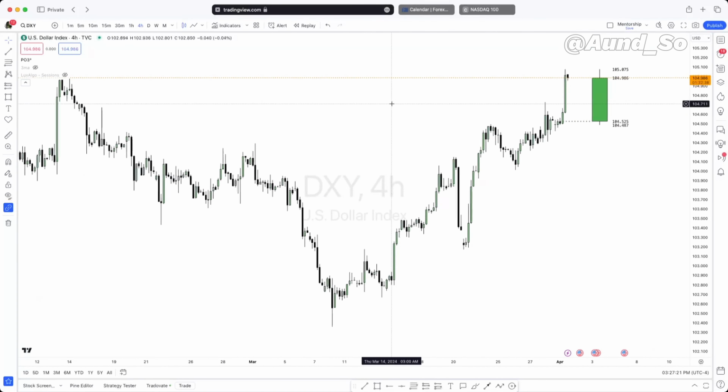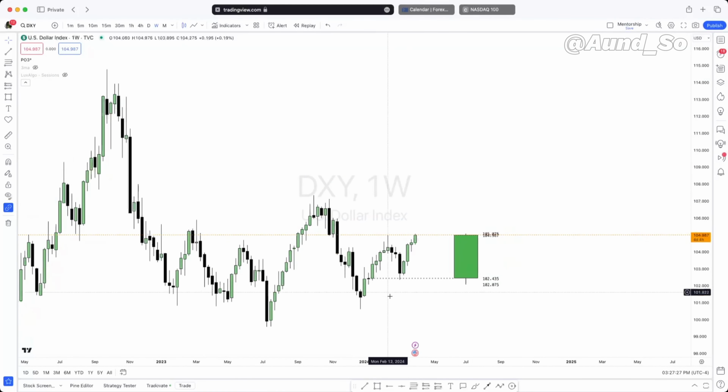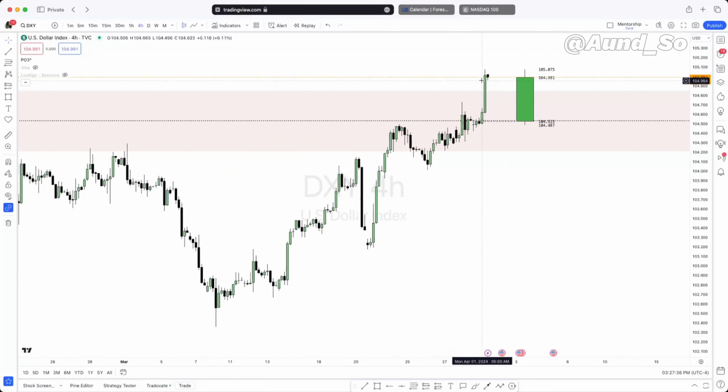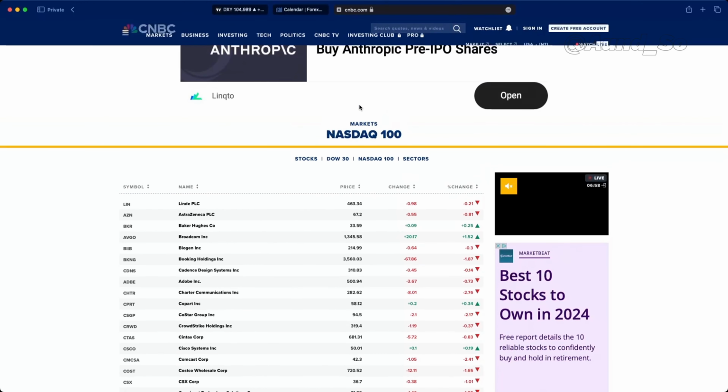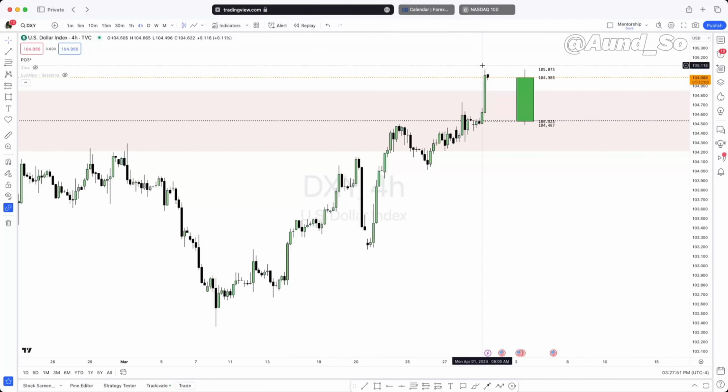So I was looking at here. And then I seen that the dollar pushed up. So when the dollar pushes up, usually indices, which is NAS and US 30, Dow, usually if the dollar is going up, the other stuff is going down, which is NAS is going down. So I seen that this was a strong candle right here. This candle was a strong candle.